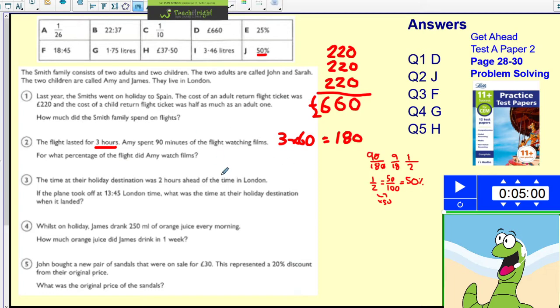Right, number 3. The time at the holiday destination was 2 hours ahead of the time in London. 2 hours ahead, okay. If the plane took off at 13:45, what was the time at the destination when it landed? So there's 2 things here.